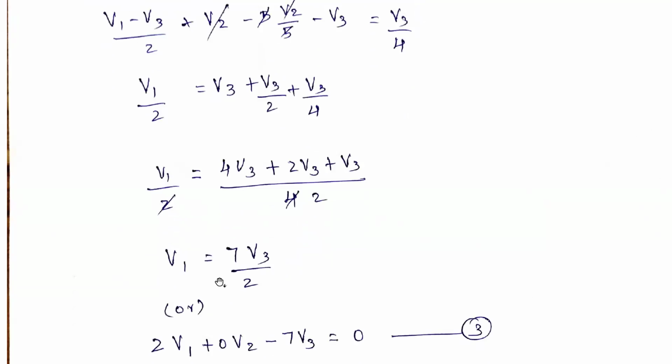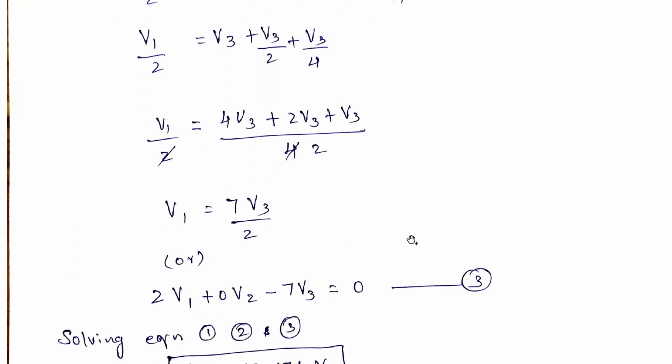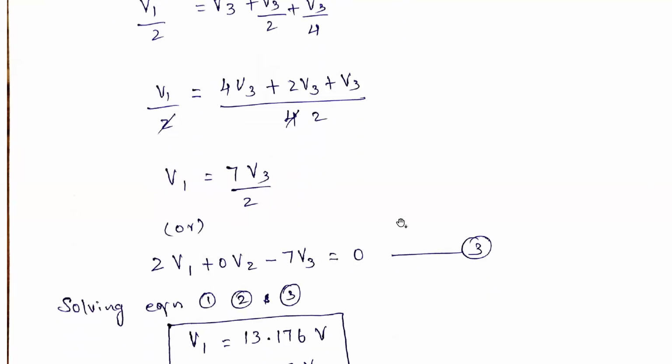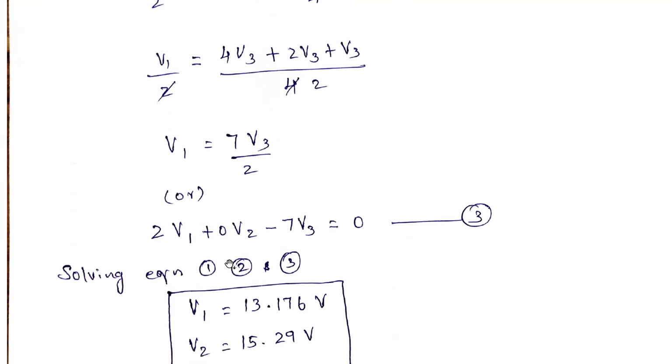Otherwise we can write it as 2 V1 plus 0 V2 minus 7 V3 is equal to 0. Take this as equation number 3. So three unknowns are there, V1, V2 and V3. By using the linear equation method or a scientific calculator, you can calculate V1, V2 and V3.